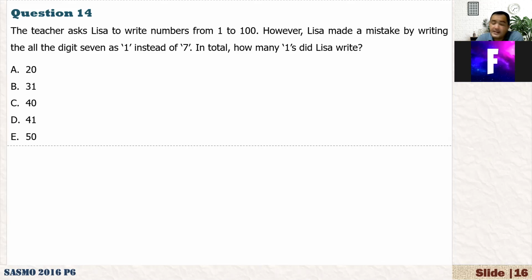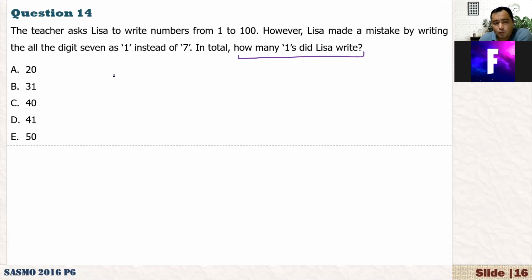20? No. But the question is, how many ones did Lisa write, right? If she doesn't make any mistake, how many ones do we write between 1 and 100? 20 or 21? How many ones do we write?